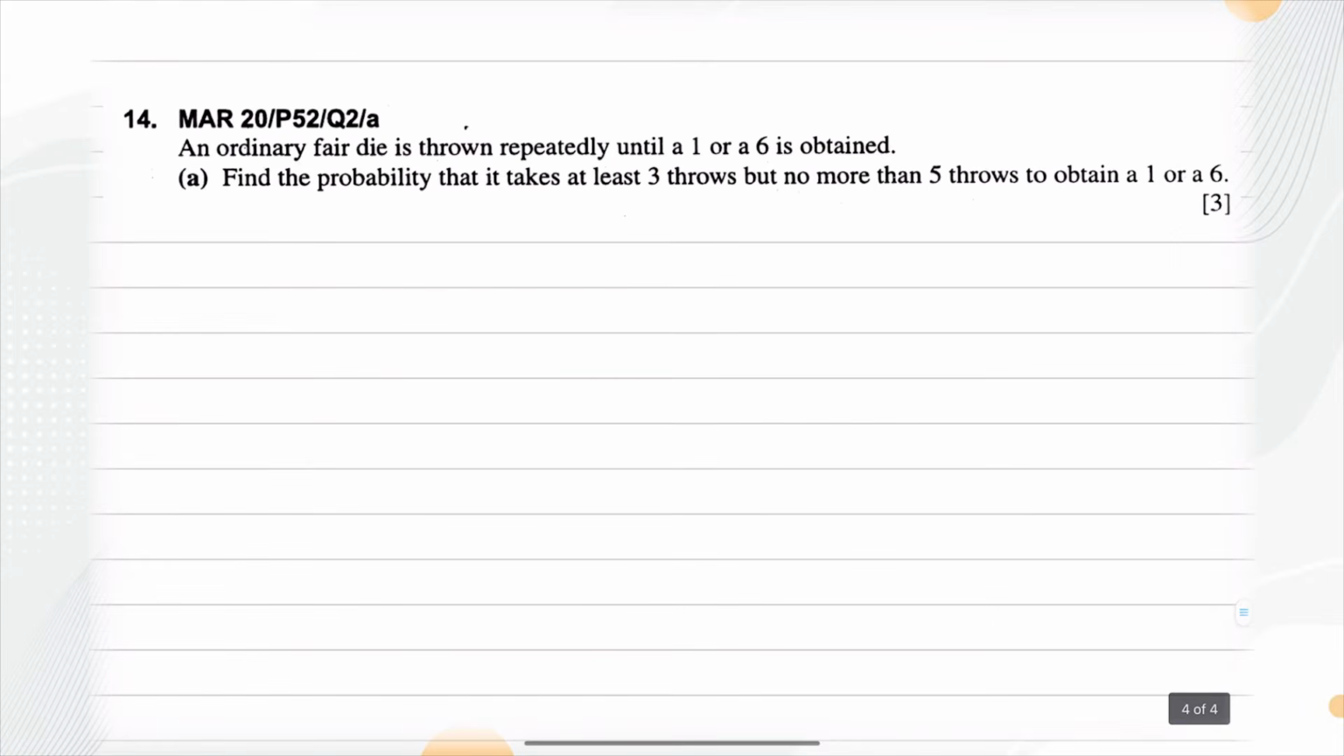Okay. All right, so here's a question from March 2020, paper 5, question 2, part A. So it says, an ordinary fair die is thrown repeatedly until a 1 or a 6 is obtained. So again, remember what I said? Look for until XYZ is obtained. Okay. Now it says here, find the probability that it takes at least 3 throws, but no more than 5 throws to obtain a 1 or 6. Okay, so let's first decipher the question.